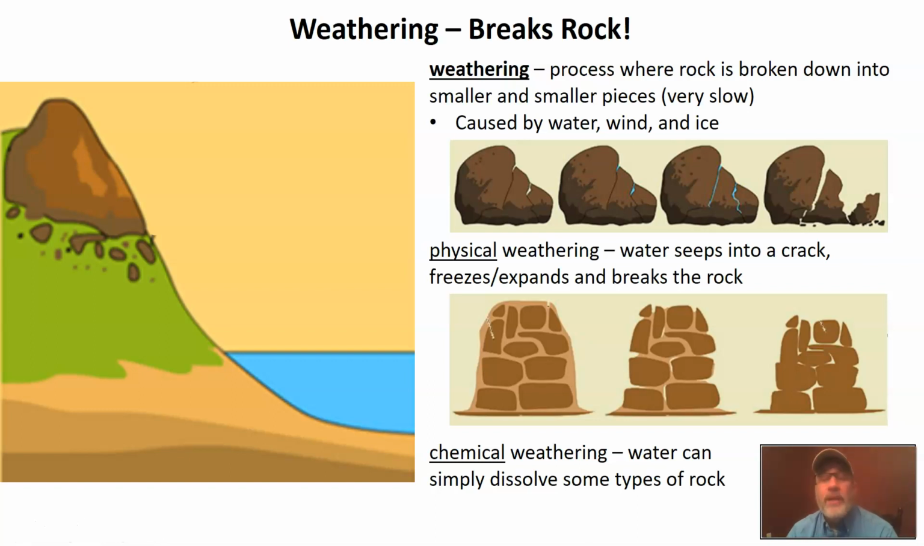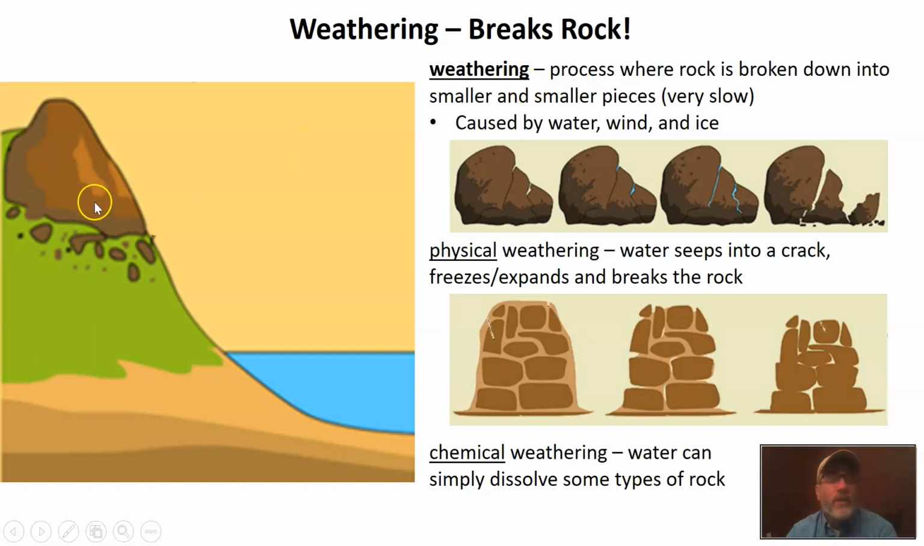First off, let's talk about weathering. Weathering is a process where rock is broken down into smaller and smaller pieces. If we take a look at this diagram, we can see that we have this large rock, this big outcropping of rock, and then we have all these smaller pieces of rock around it. You've probably seen something like this before, but this is exactly what weathering is. It's where rock is broken down into smaller and smaller pieces.